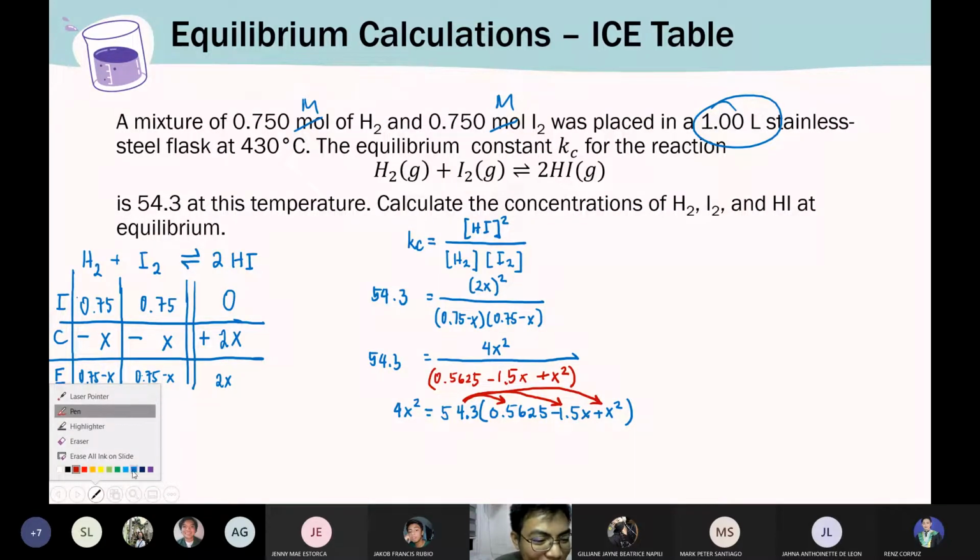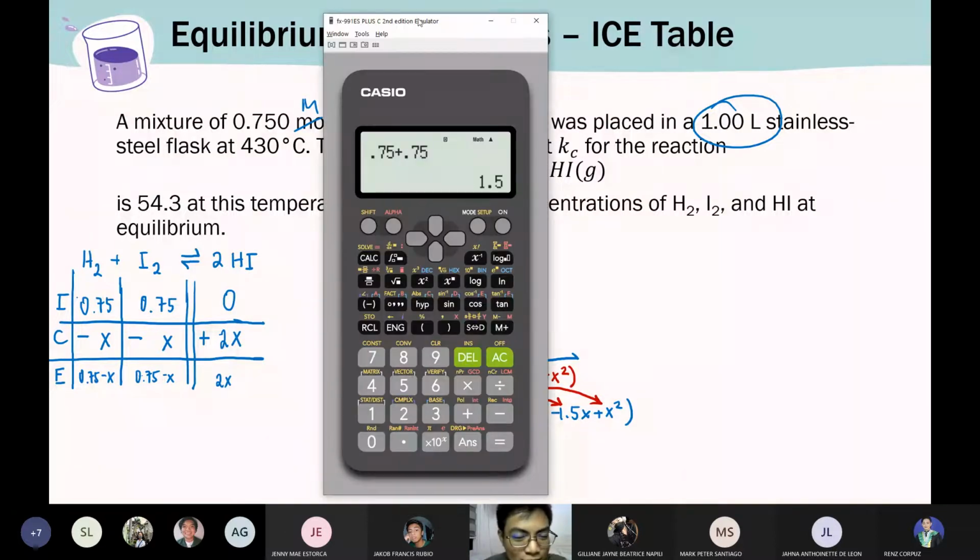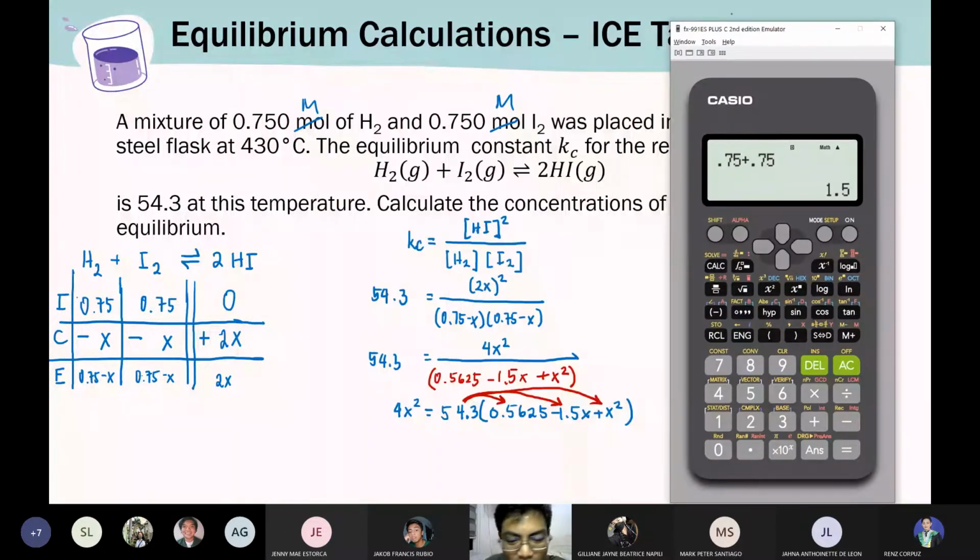Donate daw natin yung multiplier. Okay? 54.3 times 0.5625. Di kaya yan ng isip ko. So, calculate na natin. 54.3, 0.5625. So, ito yung number. Huwag kang mag-round off. Okay? Pinagbabawal mag-round off. So, copy everything. 30.54375.